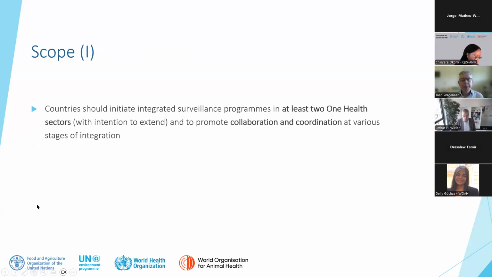Next slide, please. When we look at the scope of the guide, countries should initiate integrated surveillance programs in at least 2 One Health sectors, with, of course, the intention to extend and promote collaboration and coordination at various stages of the integration. And I think we cannot stress enough the words collaboration and coordination. They are really crucial in integrated surveillance: sectors should talk to each other and exchange the data. Next slide.